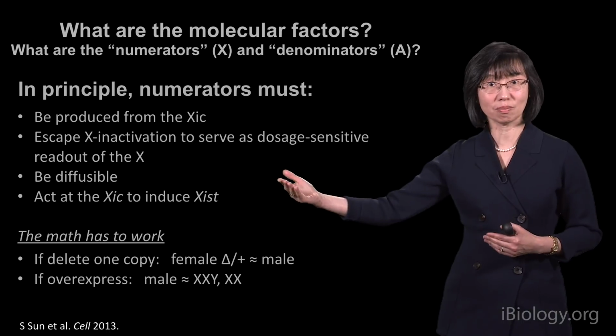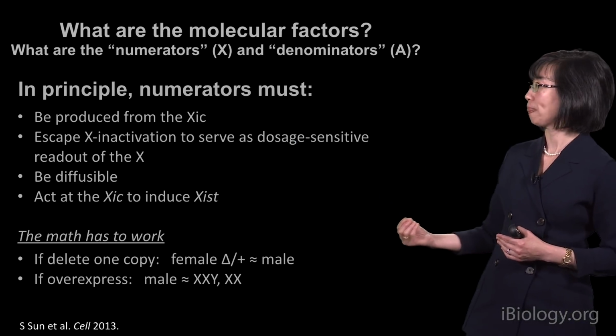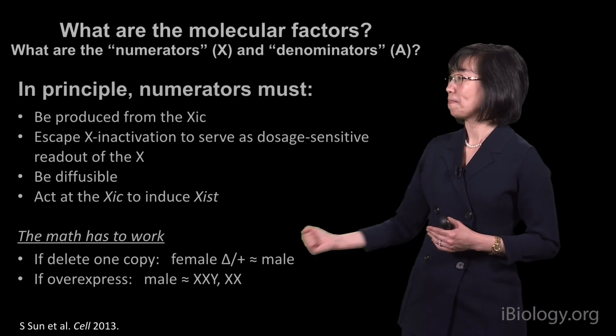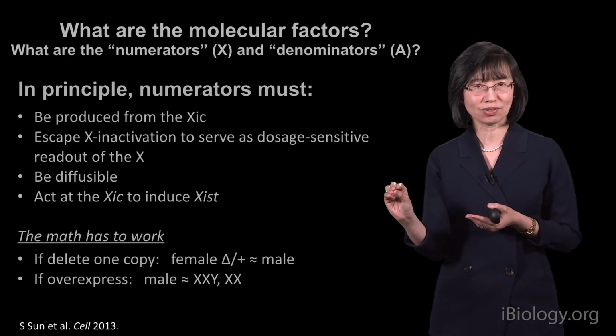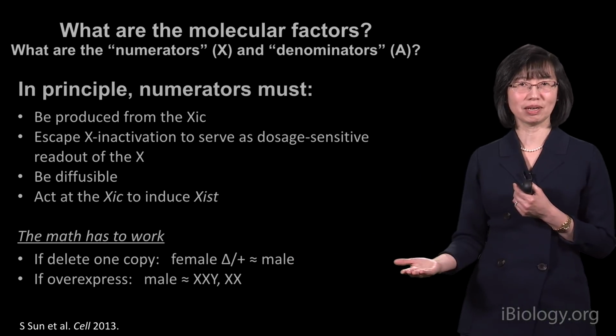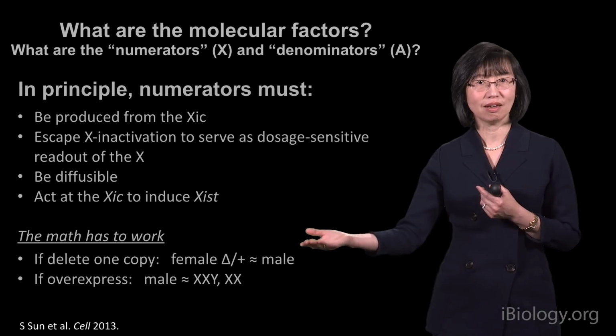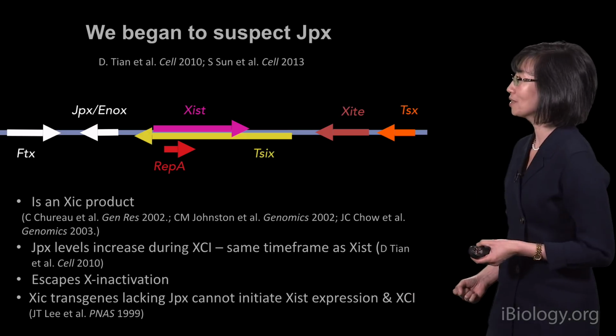So she should think that she's a male cell since she's missing the extra X-linked factor. And conversely, if we were to give a male cell extra copies of the numerator, that male cell has to start to behave like a female cell and start undergoing X-chromosome inactivation. Okay, so these are the rules.